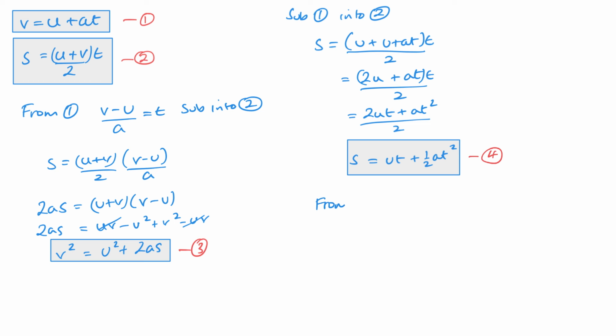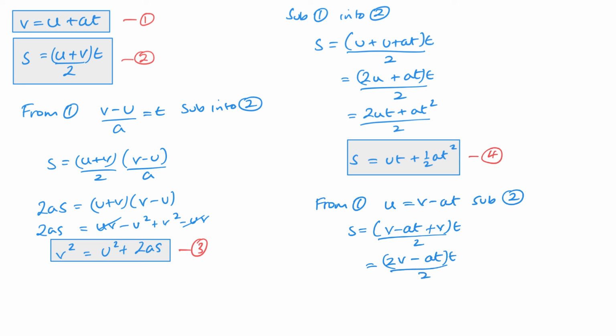So first we want to rearrange 1 to make it u equals. So u equals v minus at, and then sub it into equation 2. So that means I get s equals, now instead of u I've got v minus at, plus my v, times t over 2. So now you can see that we've got 2v minus at, times t over 2, or 2vt minus at squared over 2, which is vt minus a half at squared, or equation 4.